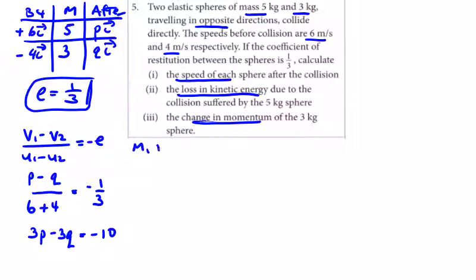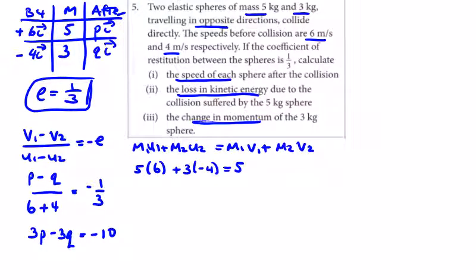Putting this information into M1 U1 plus M2 U2 equals M1 V1 plus M2 V2, we're going to get 5 by 6 plus 3 by minus 4 is equal to 5 times P plus 3 times Q. So we're going to get 5P plus 3Q is equal to 30 minus 12, which is 18.